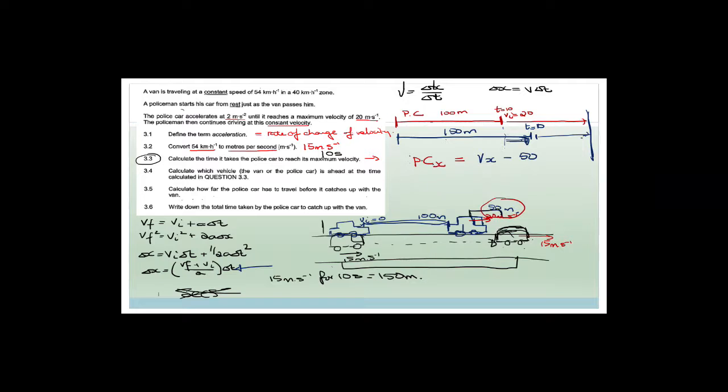Now, the van is traveling at 15 meters per second. No, sorry, the police car is traveling at 20 meters per second for a certain amount of time, and the van is traveling at 15 meters per second for a certain amount of time minus the 50. No, it's actually plus. That's what the problem is. It's a plus, because he's going to travel that bit plus the 50, that total distance. So we've got 5t is equal to 50.